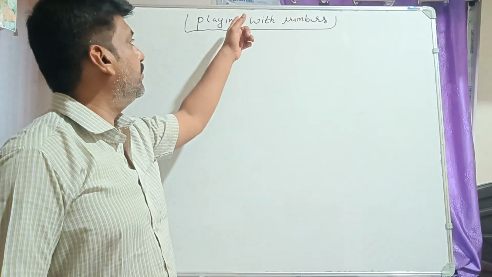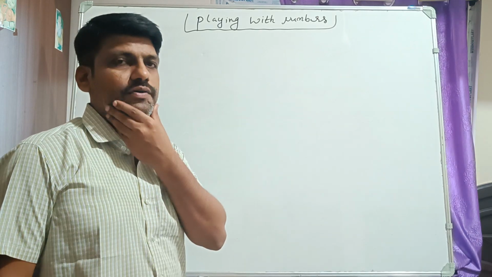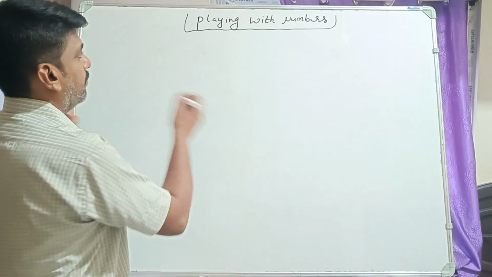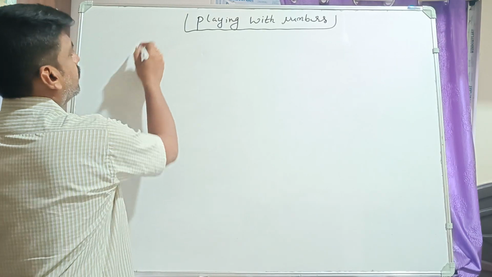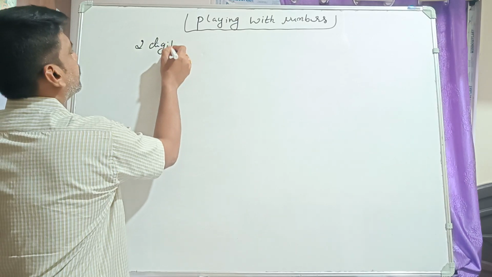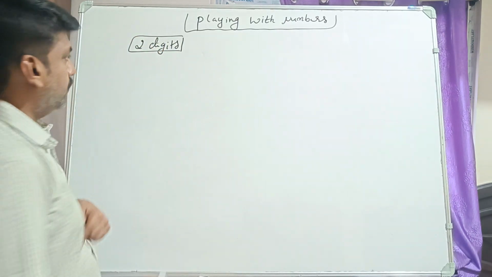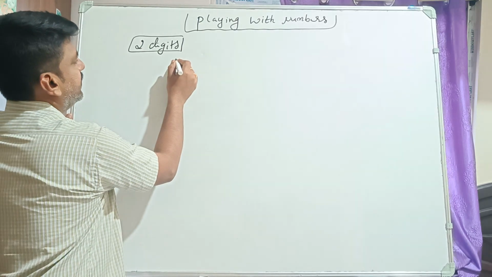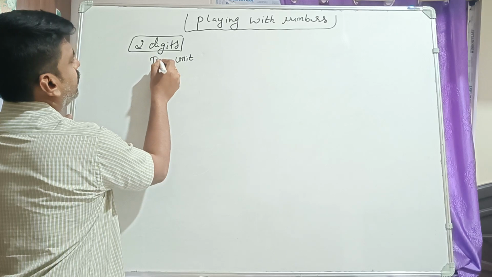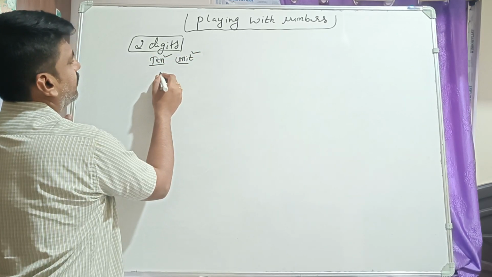So in this video, we are going to see playing with numbers. This is again a competitive examination concept, how we can play with the numbers. We'll consider initially two digits. In a two-digit number, you'll have a unit position as well as a 10 position, right?